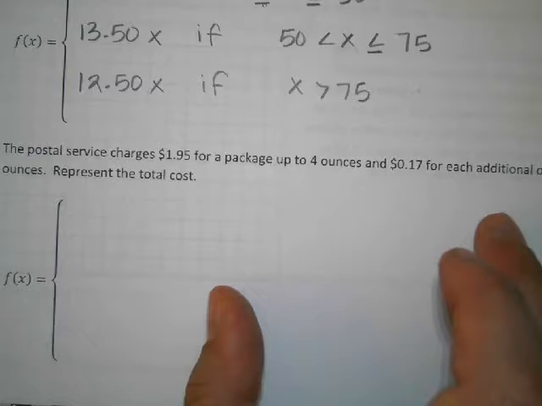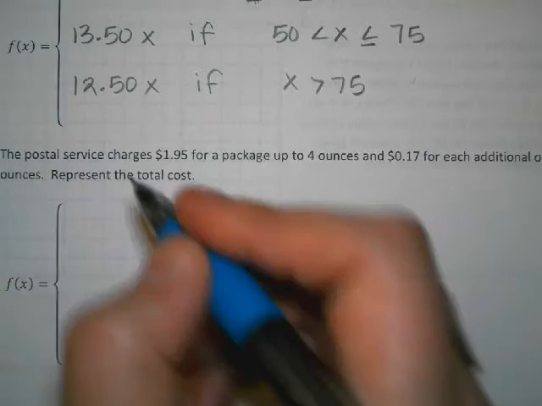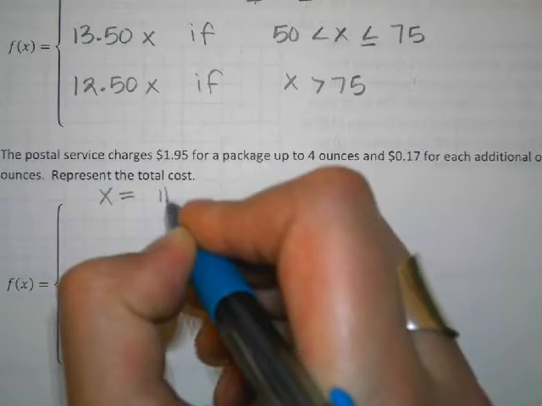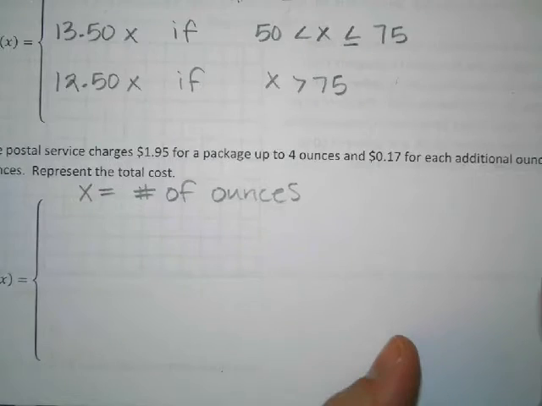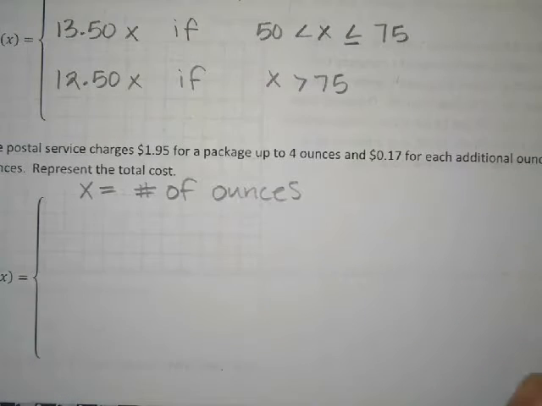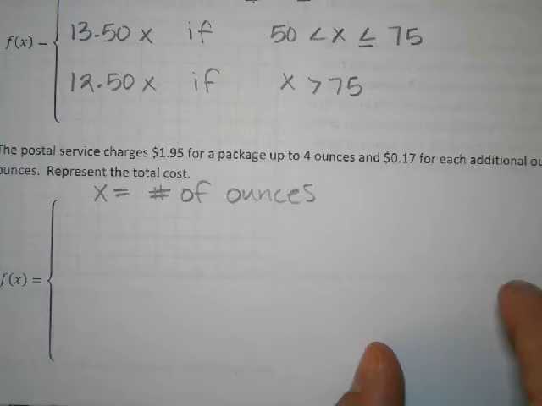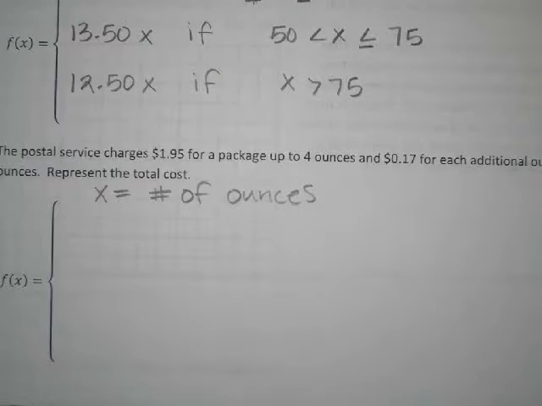Okay? All right. So what does X represent? The number of ounces. The number of ounces. Okay. So go ahead and write that first part. It costs $1.95 for a package that is up to 4 ounces. If it's 1 ounce, it's $1.95. If it's 2 ounces, it's $1.95. If it's 3 ounces, it's $1.95. 4 ounces, $1.95. So see if you can write just that part.